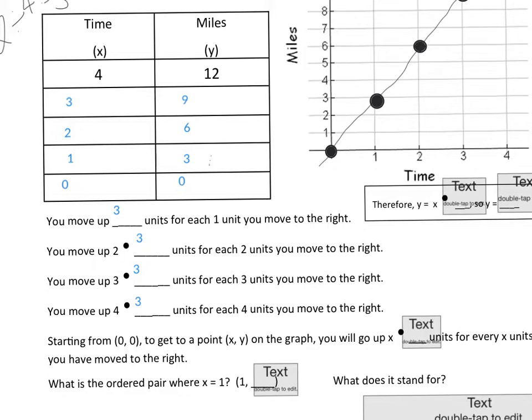And then same for 4. It says that if you're going to go to 4 hours, it means I went up 1, 2, 3, 1, 2, 3, 1, 2, 3, 1, 2, 3. I moved up 1, 2, 3. I did that 4 times.